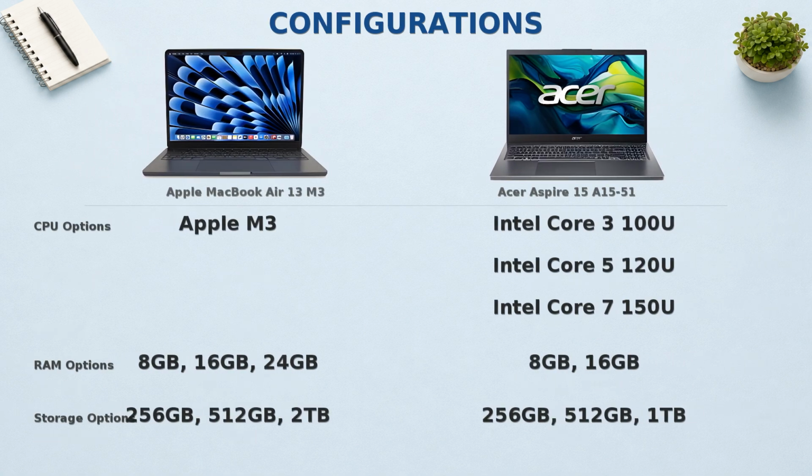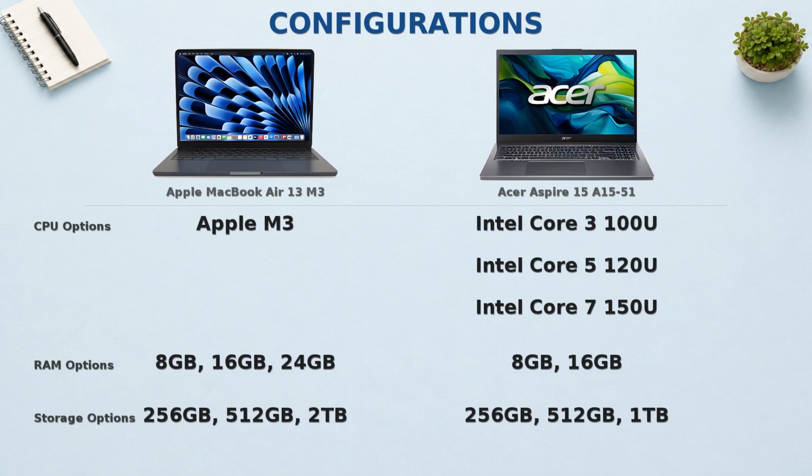With just one CPU option, the MacBook Air gives you a simpler decision, while 3 choices on the Aspire let you tailor performance to your needs. The MacBook Air gives you 8 GB, 16 GB, or 24 GB of RAM and 256 GB, 512 GB, 1 TB, or 2 TB of storage, so you can fine-tune memory and space more precisely than with the Aspire's 8 GB or 16 GB of RAM and 256 GB, 512 GB, or 1 TB of storage.